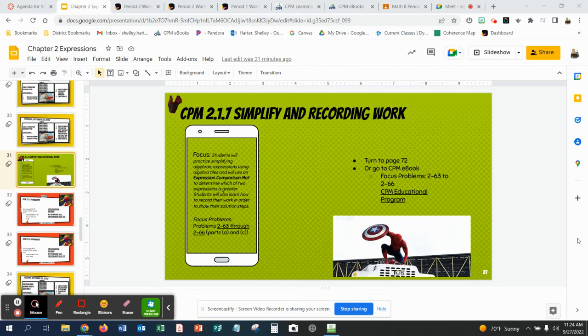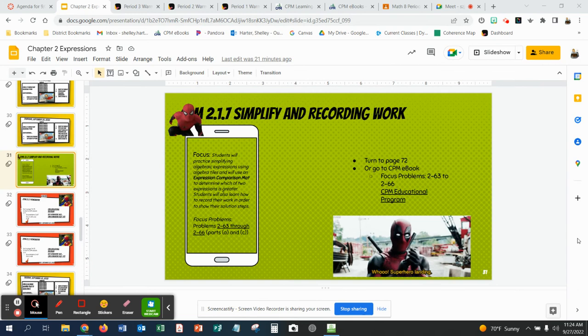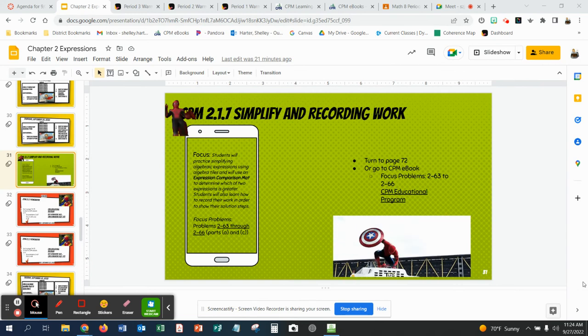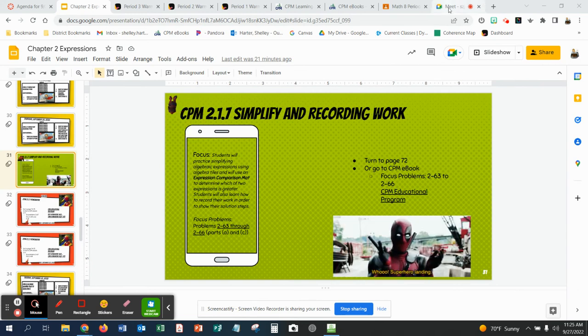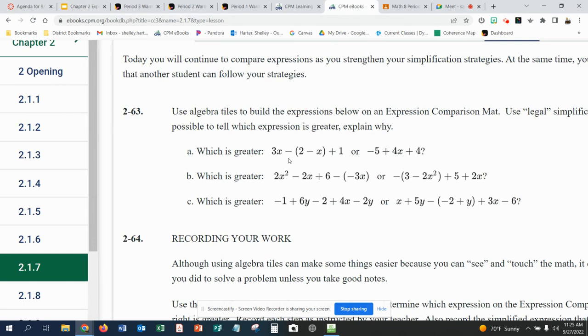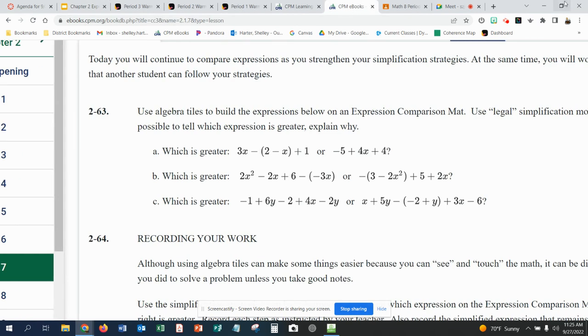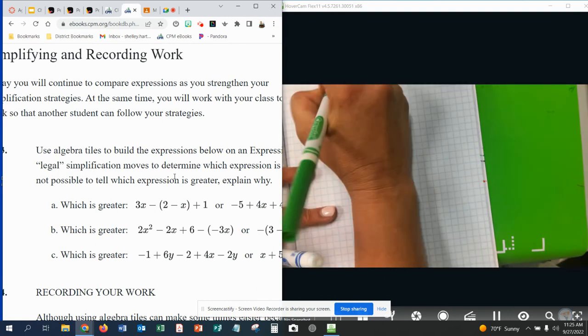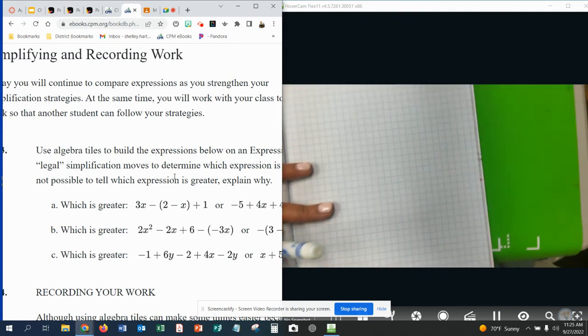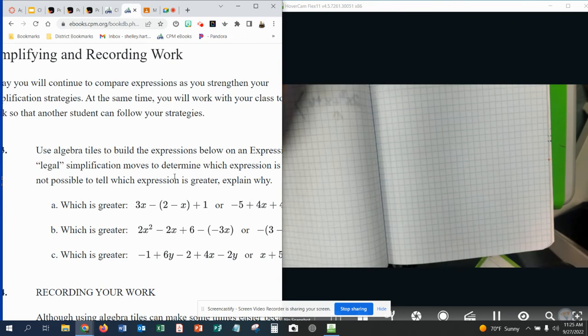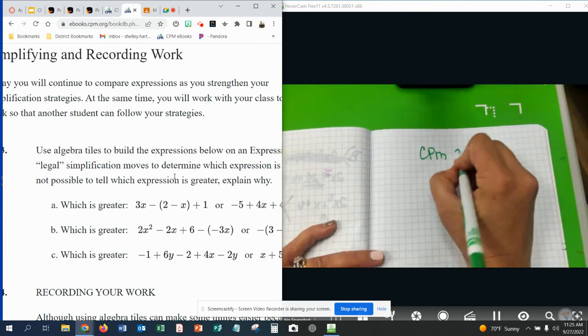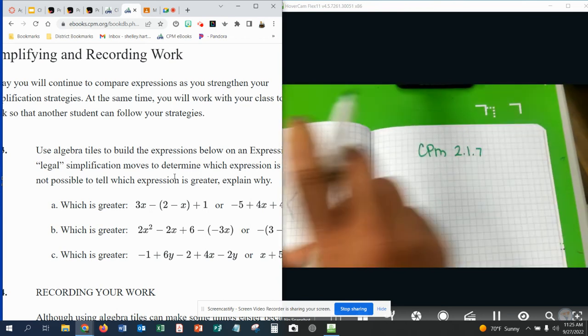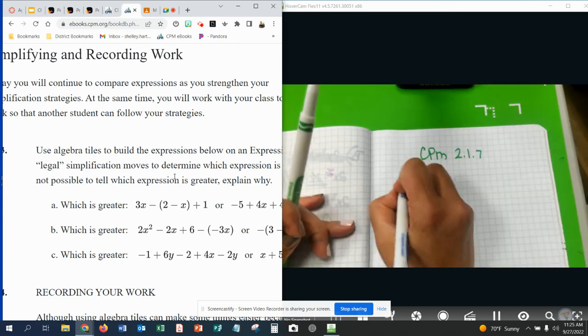So we are working on 2.1.7, simplifying and recording work. Our focus problems are 2-63 through 2-66. And here we go. All right, on 2-63, CPM, please write this down. 2.1.7, simplifying and recording work.